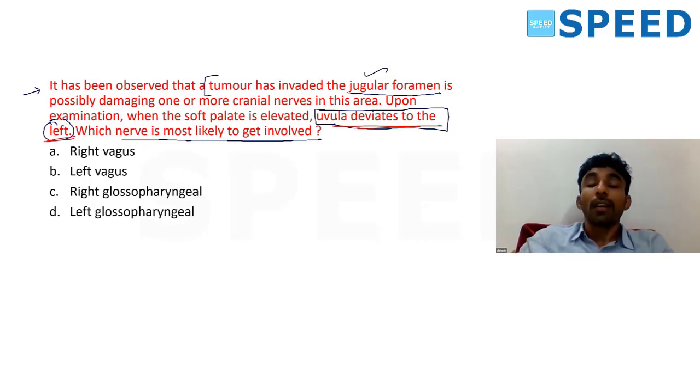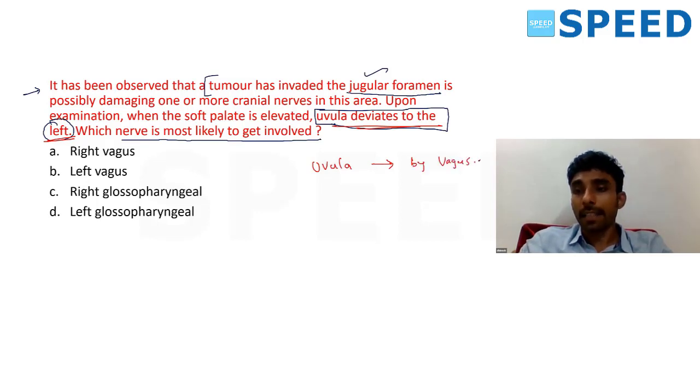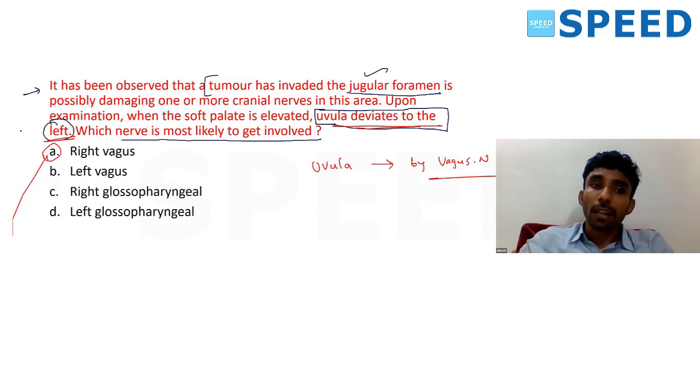So remember, the uvula is supplied by the vagus nerve. The uvula is a part of the soft palate, which is supplied by the vagus nerve. So if there is injury to the right vagus nerve, the uvula will be deviating to the normal side, that is the left side. So the answer for this question is right vagus.